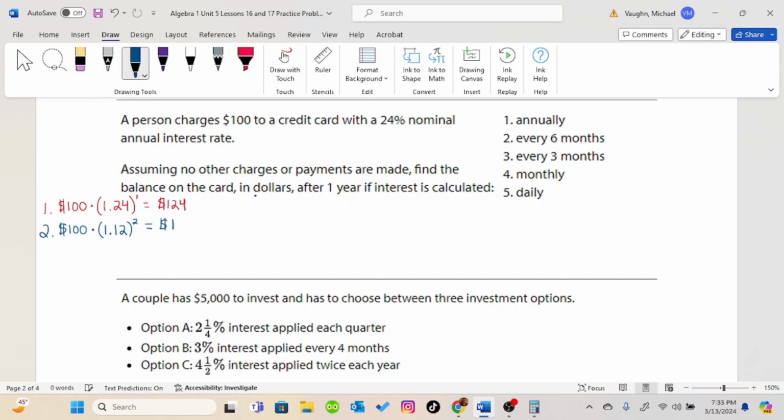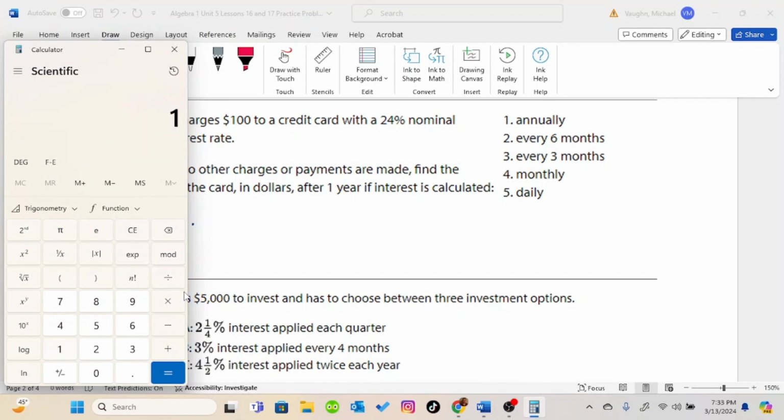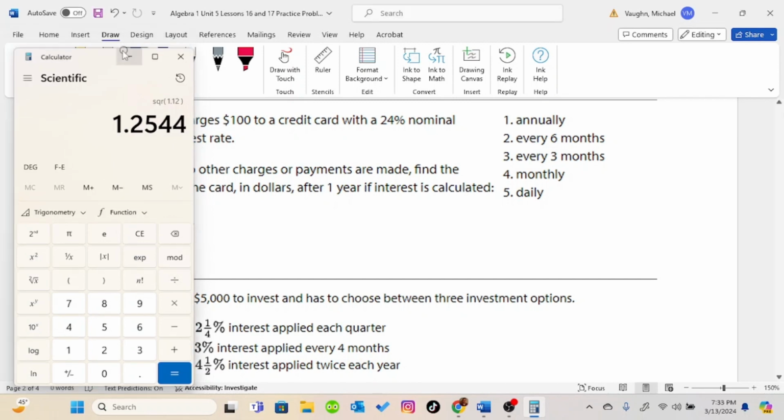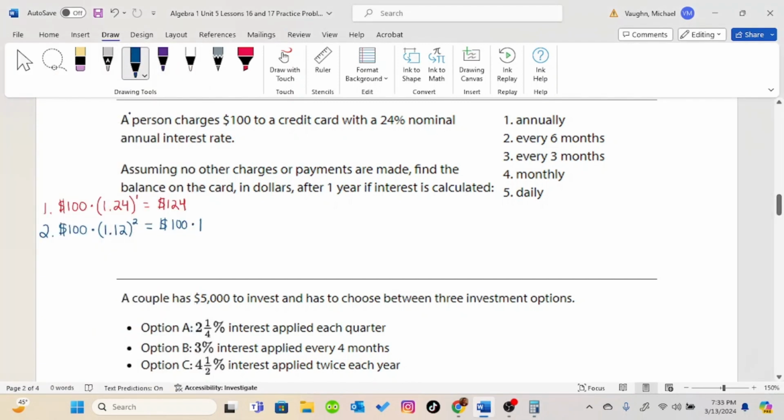This becomes $100 times, we go to the calculator, 1.12 squared is 1.2544. And now when we multiply by $100, we get $125.44.